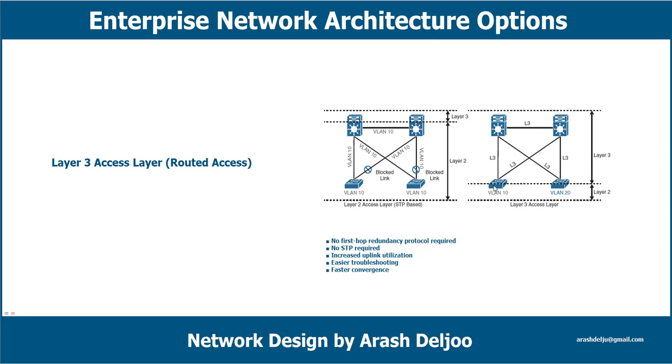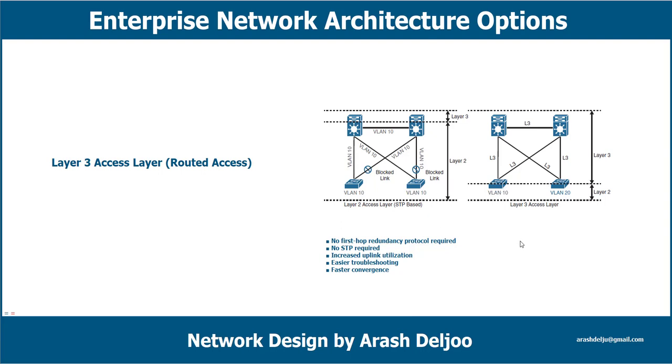Actually, here now the access layer switch is the boundary between the layer 2 and also layer 3 domain. Here you can see that we have layer 2 access layer. This is STP based, but here we have layer 3 access layer. This is, for example, layer 3 access layer.